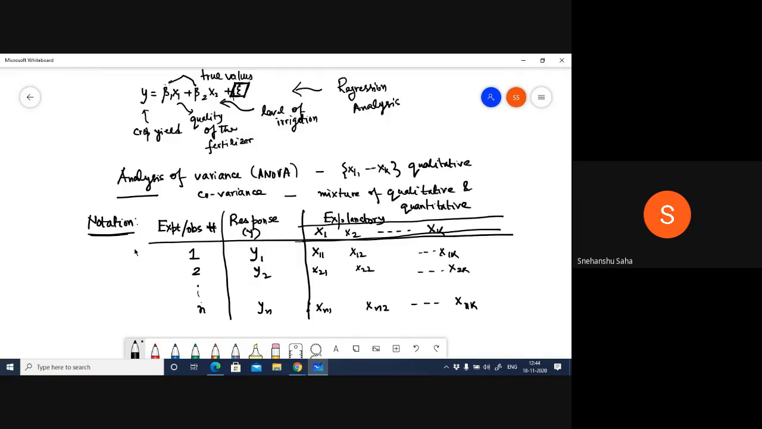So having said this, the next question is, how do I do this parameter estimation? There is a big question. The big question is parameter estimation, model parameter estimation.